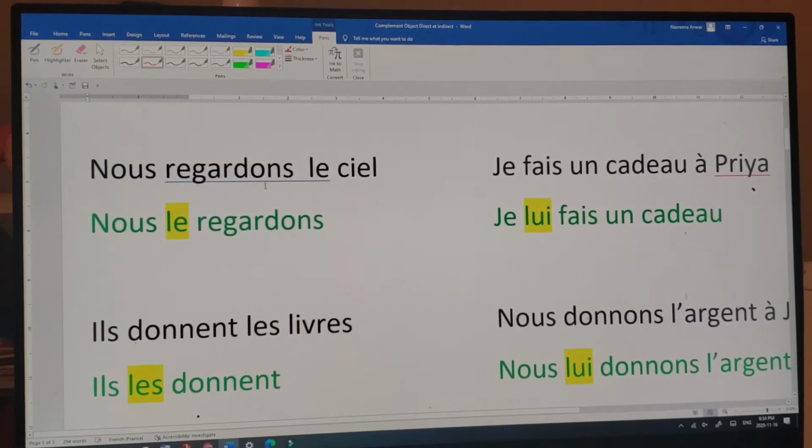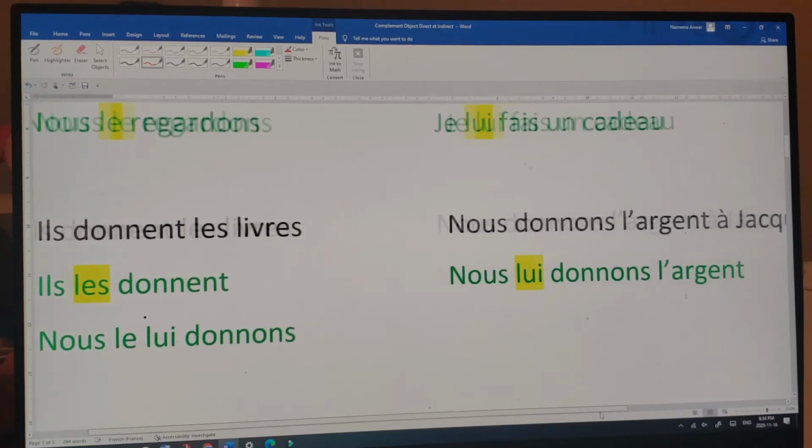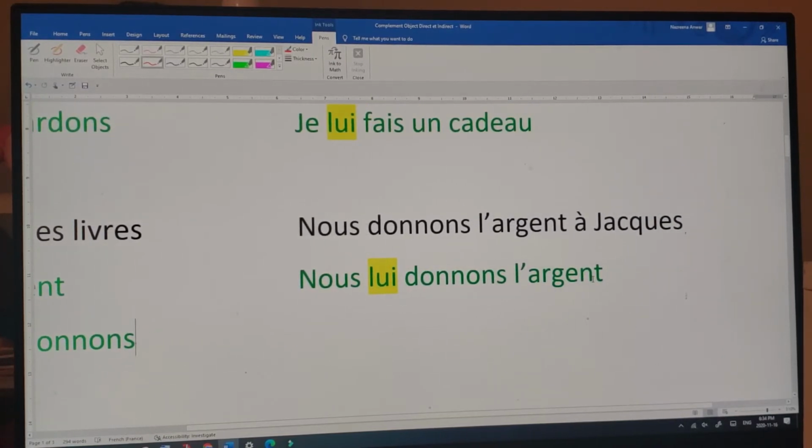So "nous regardons le ciel, nous le regardons." Okay, because ciel is a direct object. "Nous regardons quoi?" We are looking at what? Quoi? "Nous le regardons." Likewise, let's look at this example. "Nous donnons l'argent à Jacques."